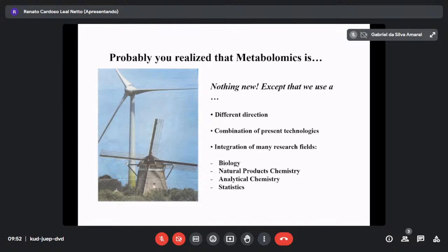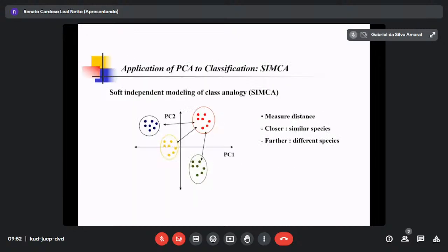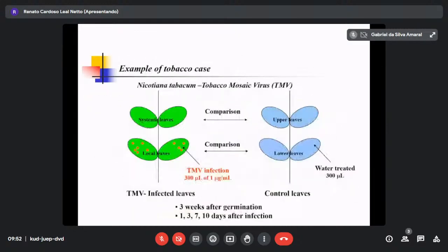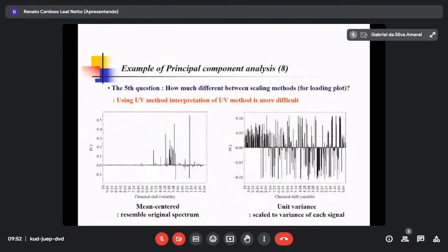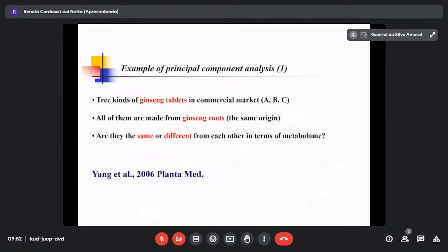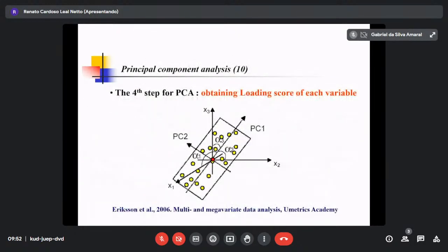Statistics, of course, you follow the statistics. I don't want to give an introduction. Multivariate data analysis: which book is the best? The Umetrics book, Multi- and Megavariate Data Analysis. Which one is it? I can show you. Yeah, this one. Even though it's from 2006, there are revisions there.